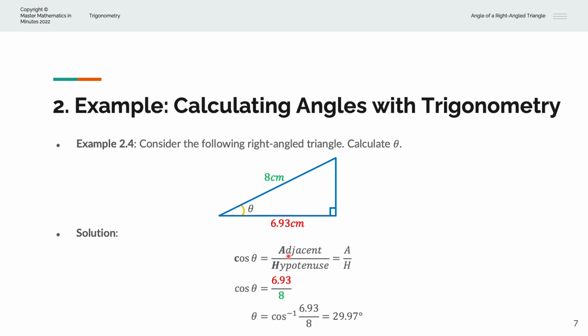So cos of theta is equal to the adjacent side over the hypotenuse, or A over h, and cos of theta is equal to 6.93, which is the adjacent side, over 8, which is the hypotenuse side. So solving for theta, theta is equal to the inverse cos function of 6.93 over 8, and that is 29.97 degrees.